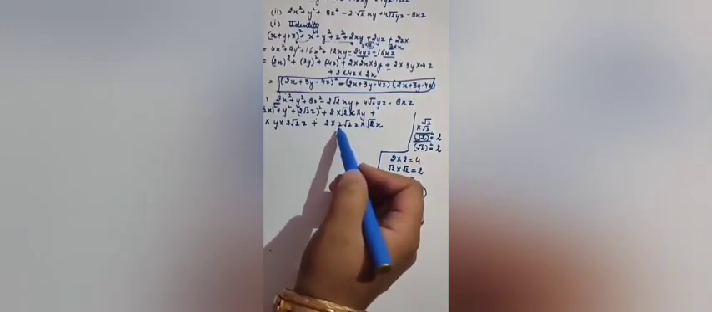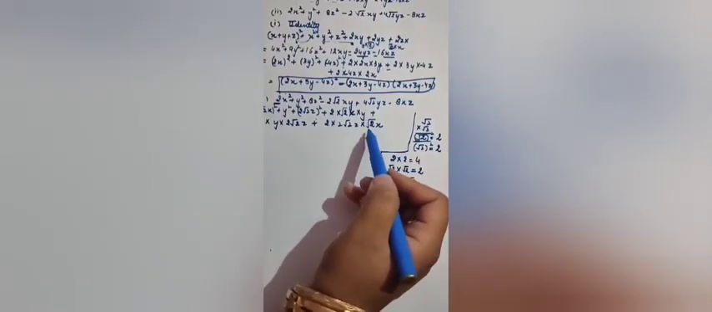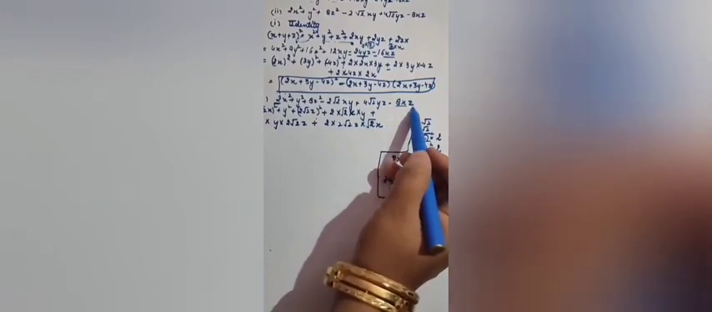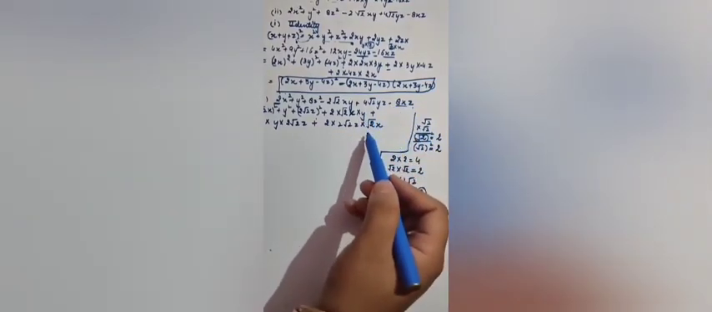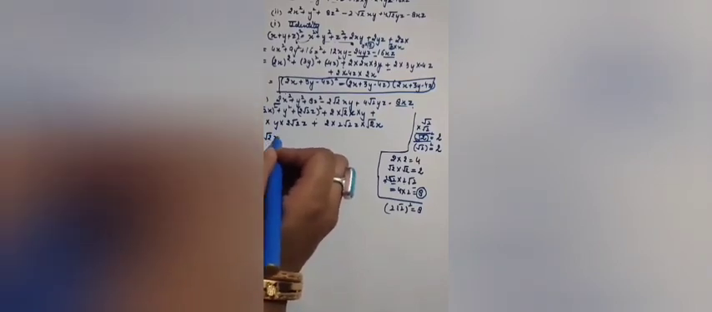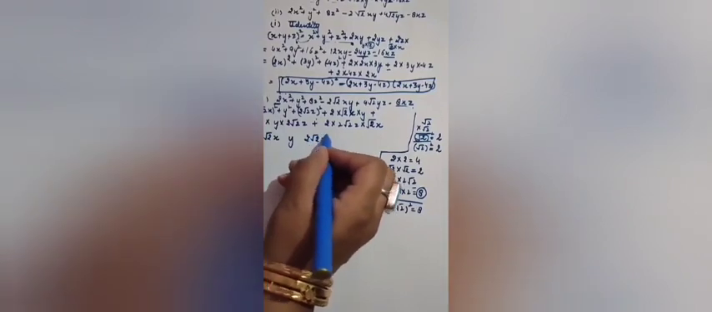Now 2 into 2 will be 4 and root 2 into root 2 will be 2. So 4 into 2 will be 8 here. Now terms are matching here, right? So I will use, what I will get? Root 2xy and 2 root 2 z here.